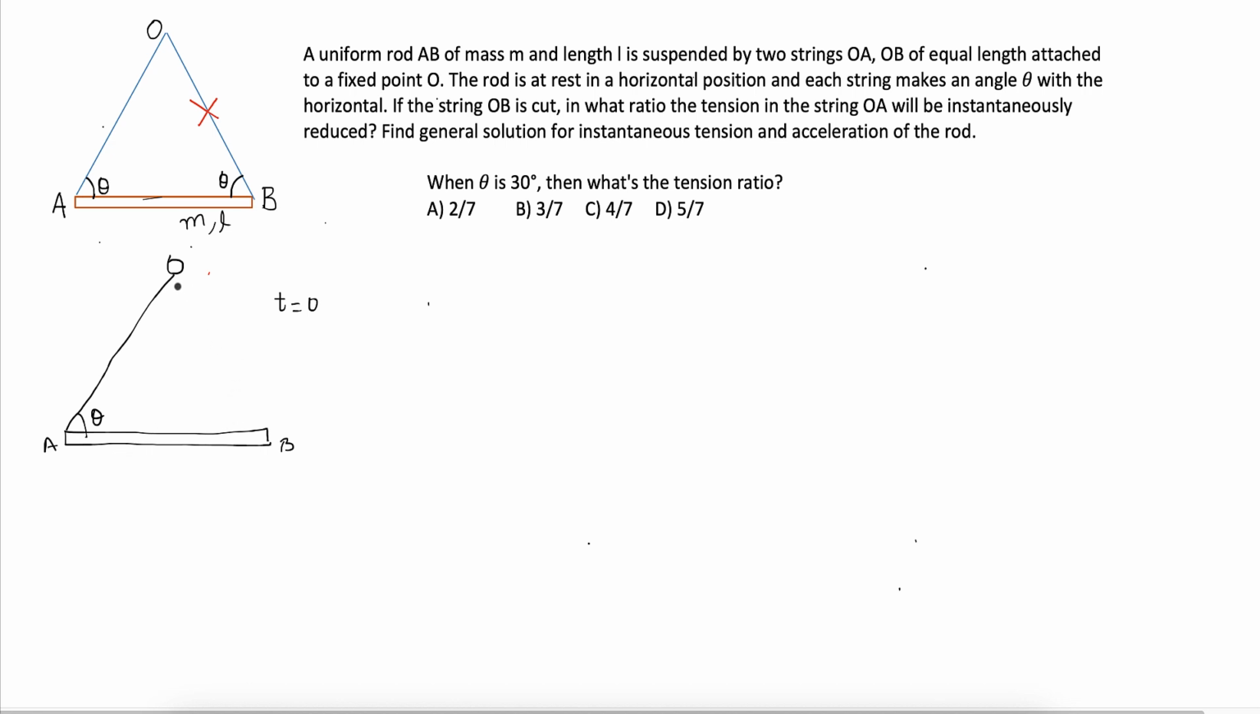Now if you see what's going to happen, the moment this OB string is cut, this will try to go like this with, let's say, some acceleration alpha. And OA string will also try to move like this. Now since this is massless, so we can take the acceleration for the system here, which will go in this direction, which is perpendicular to OA, because of this movement. And let's call this acceleration A.